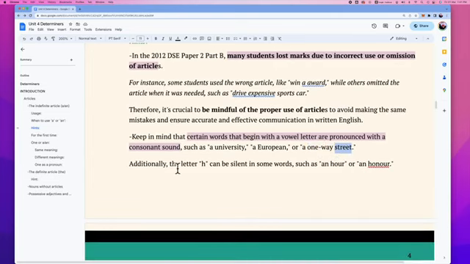For some other cases, like H, when H is a silent sound, we will actually see whether the word starts with a vowel sound. For example, hour. The word hour starts with an R sound, so it's an hour. Or honor, so it's still using AN. The first time we mention a noun, we will use the indefinite article AN or A to introduce this noun.